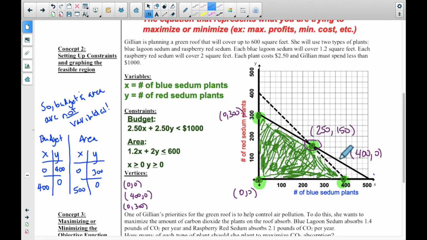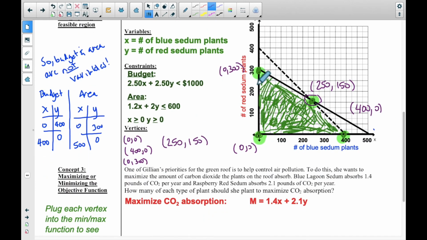If you're not sure, then what you can do is you can take a guess and then plug it in and see. If you take 250 here and plug it in and take 150 here and plug it in, it should equal 1,000. Now it's equal because it's on the line. It's not the shaded area, it's on the line, so it's equal. And it does equal 1,000. And if I plug it in here, 1.2 times 250 plus 2 times 150, that should equal 600. And when I plug it in my calculator, it does equal 600. So this is my fourth point. Okay, those four vertices are the best possible solutions. Anything in here could work, but these are the four best ones.